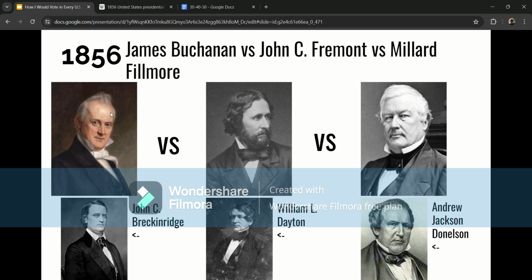I would have been extremely against the Democrats, of course, in this election, which would have led me to vote for John C. Fremont, even though I do like experienced candidates. But I would have been so against everything that Buchanan stood for and just his personality in general, that I would have voted for Fremont because slavery. Let's get it out of here, please.